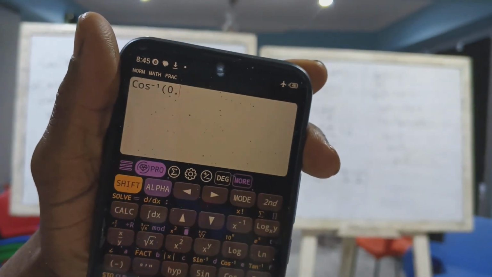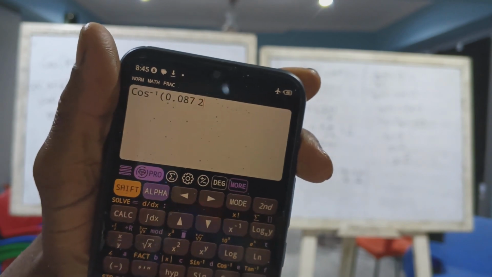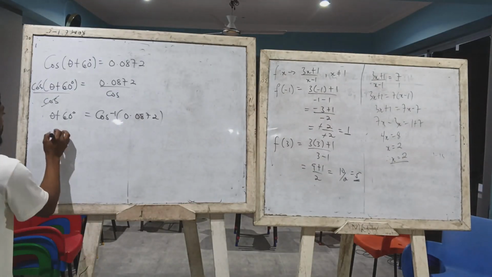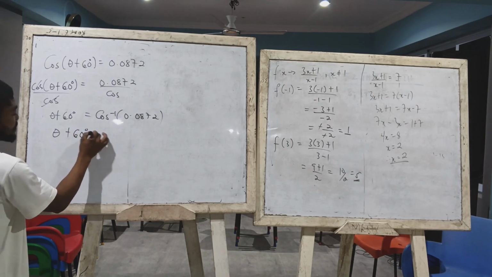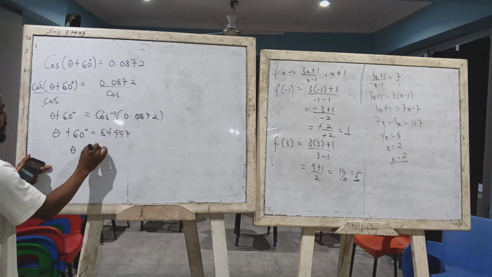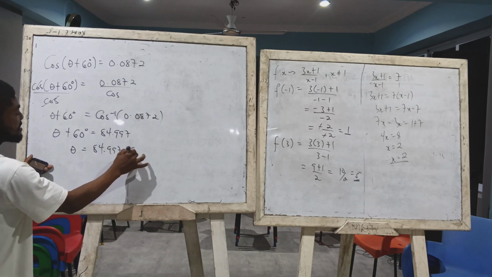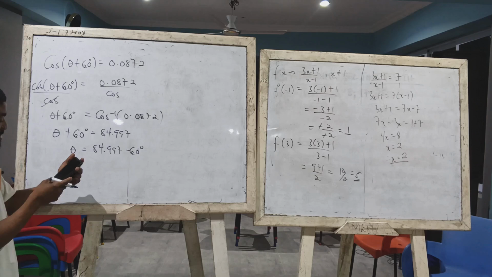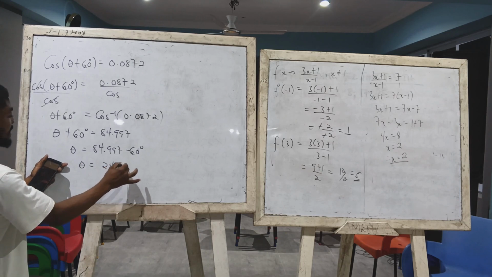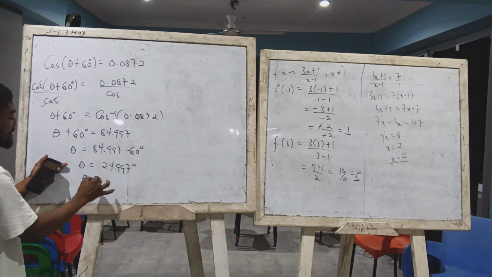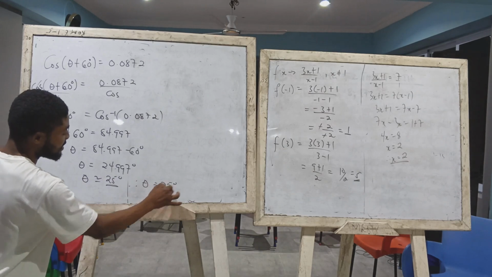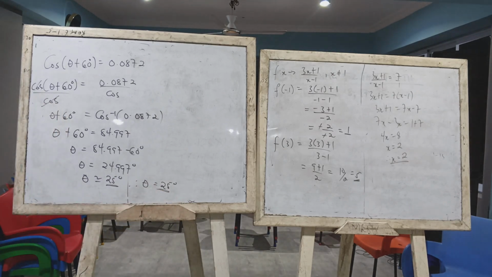What is the figure? 0.0872. That is giving you 84.997. Okay, so theta plus 60 degrees is equal to 84.997. Theta is equal to 84.997 minus 60 degrees. And so we just do the minus 60 degrees, and then theta is equal to 24.997 degrees, which is approximately 25 degrees. And so therefore we say that theta is equal to 25 degrees. And so I end over here, and I'll bring in the second session soon.